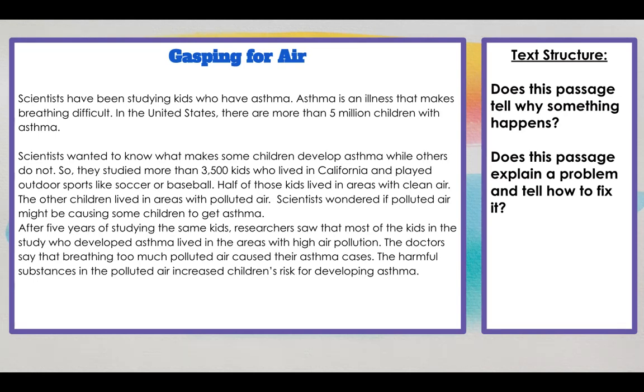So does this passage tell why something happens? Or does this passage tell a problem and how to fix it? So it's tempting to say this is a problem and solution, because we definitely know that the problem is asthma. Or you could say the problem is polluted air. But do we have a solution here? Not that they wrote about. You might have ideas about a solution, but not in this one. So really, this is telling us a cause and effect. The effect is asthma. The cause is polluted air.